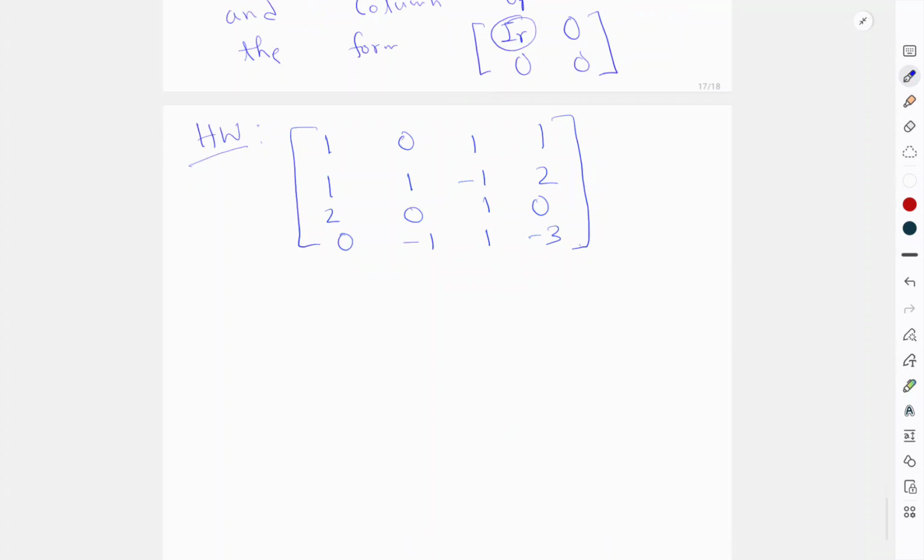Next you have congruence operation and congruence matrix. What is in your syllabus? Yes, congruence operation and congruence matrix.